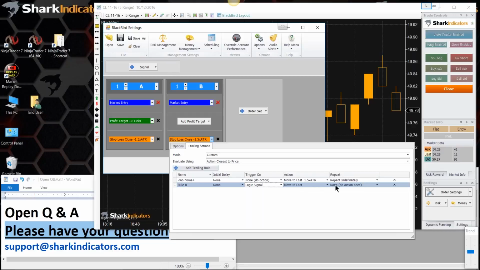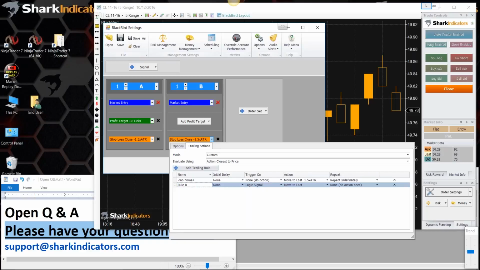And the repeat, well, of course, if you're moving your stop loss to get hit instantly, you don't have to repeat that anytime. You just need to do the action once, right, and get your stop loss hit. So you can just leave the repeat at none, and that's it.